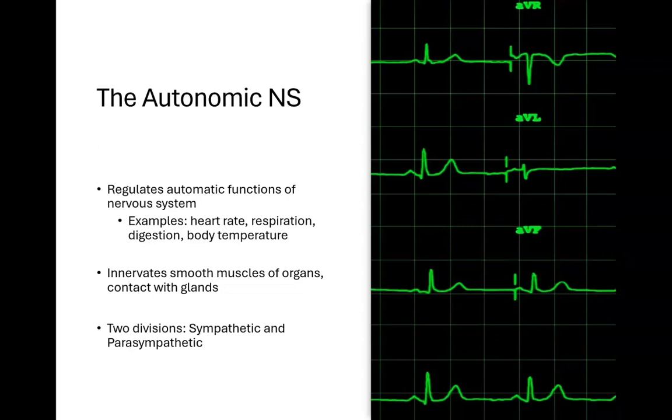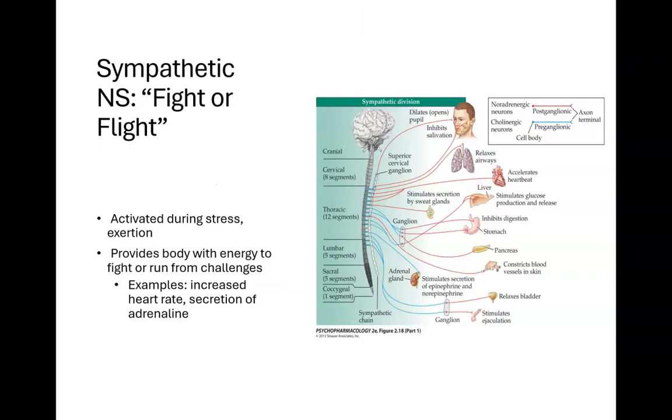And as I mentioned before, we can divide these into two different divisions, the sympathetic branch and the parasympathetic branch. So the sympathetic nervous system is sometimes referred to as our fight or flight system. This is going to be activated during periods of physical or psychological stress or when we're exerting ourselves. And generally, we're going to find that the goal of the sympathetic nervous system is to provide the body with energy to fight or run from challenges.